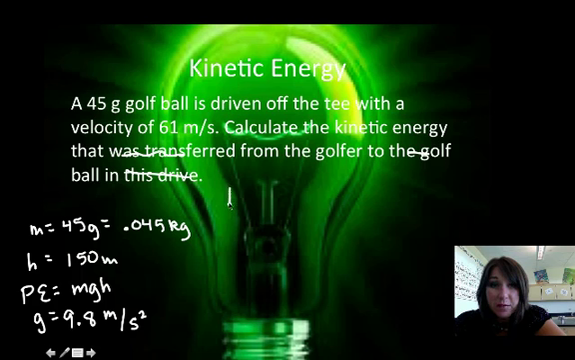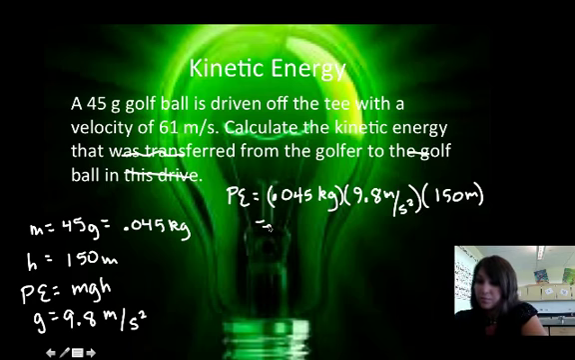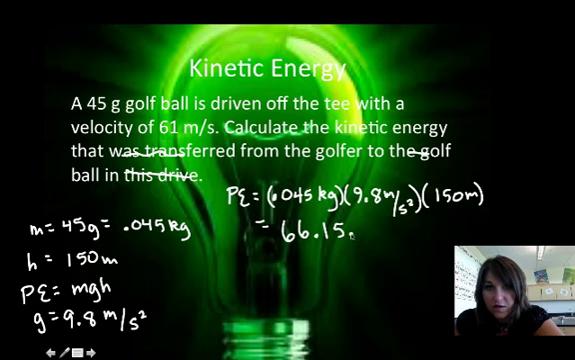All right, well, let's calculate potential energy then using this formula, mass times acceleration due to gravity times the height. And that's meters per second squared, and then the height was 150 meters. All right, calculator time. So 0.045 times 9.8 times 150. Now I get 66.15 kilograms, and meters times meters is meters squared over second squared.